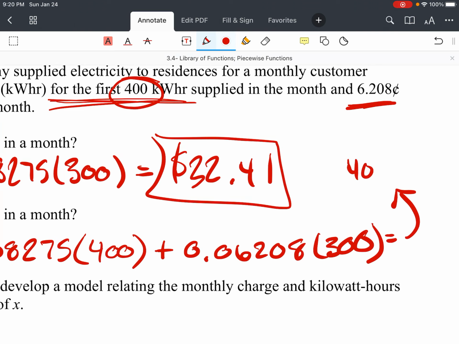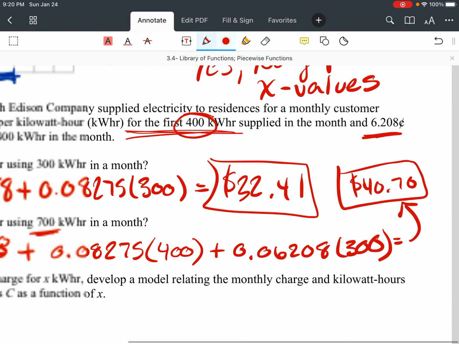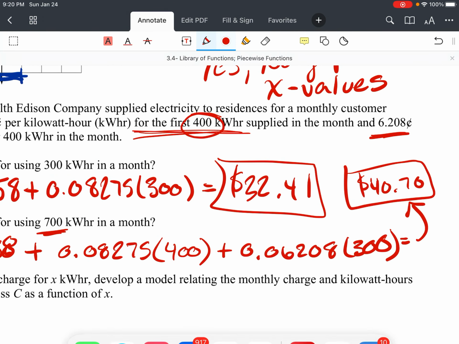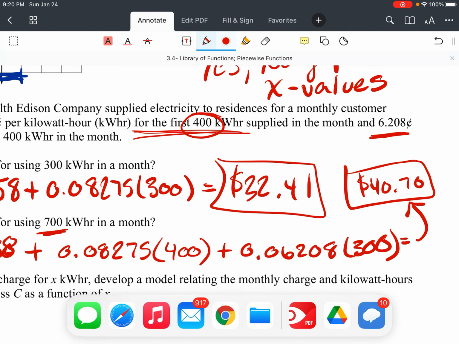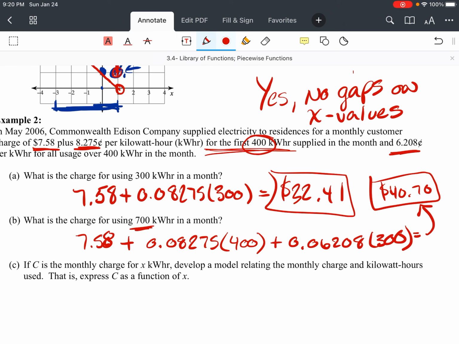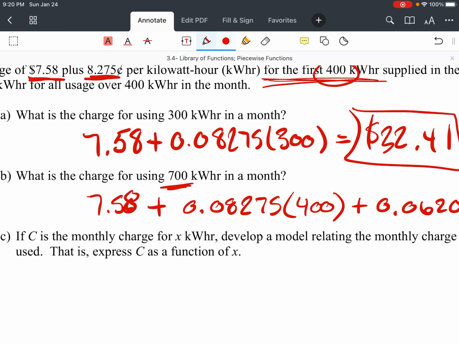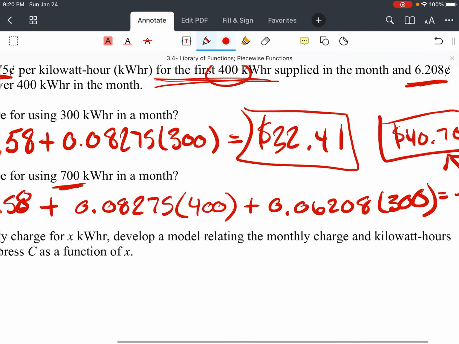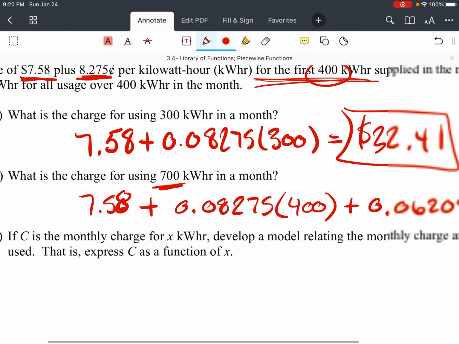I'm going to write this up here. So we get a charge of $40.70 for 700 kilowatt hours. Okay. So again, this is kind of a way that you would use piecewise functions in real life, where the rate changes.